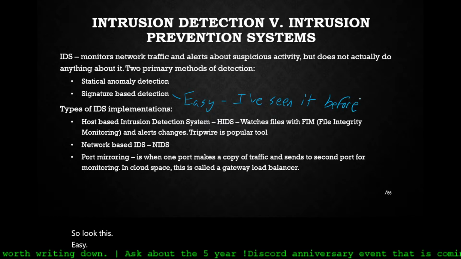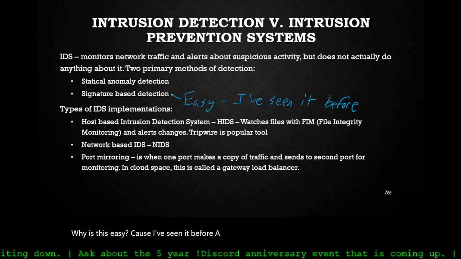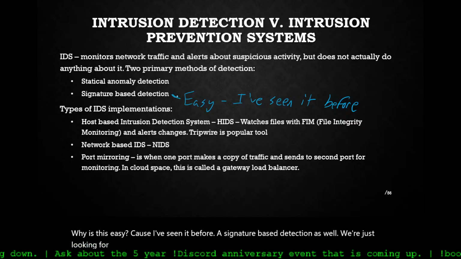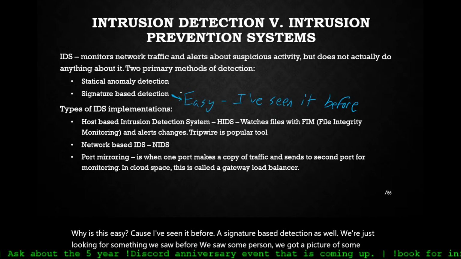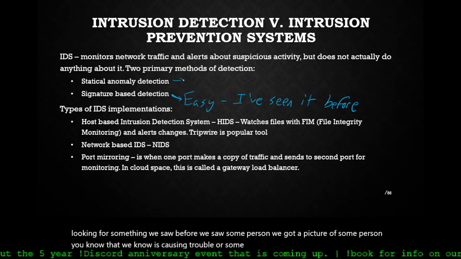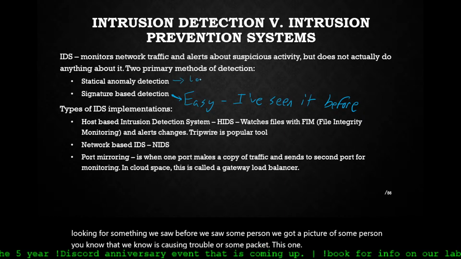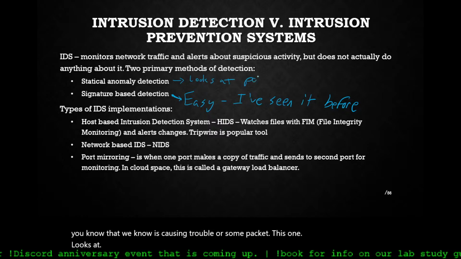Why is this easy? Because I've seen it before. A signature-based detection is, well, we're just looking for something we saw before. We saw some person, we got a picture of some person that we know is causing trouble, or some packet. This one looks at patterns.